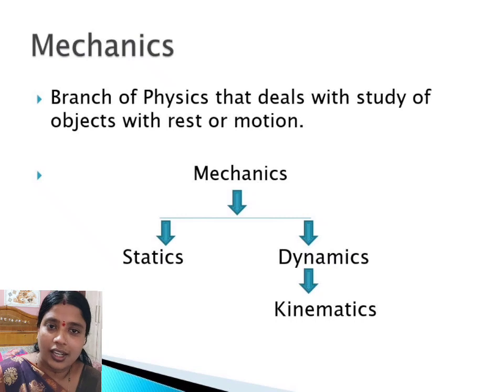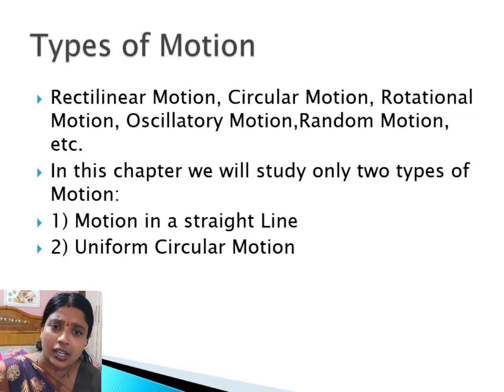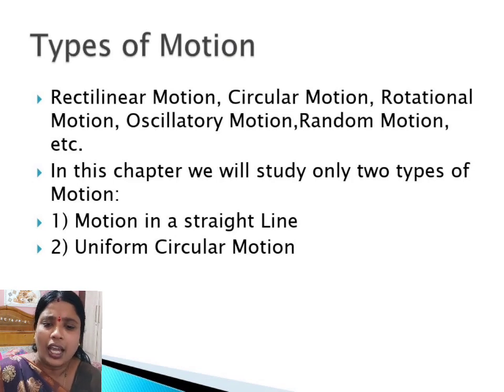Now, what are the different types of motion? As we have already discussed, motion can be in different ways. The object can move in a straight line path, in a circular path, in an oscillatory path like to and fro, or randomly in a zigzag manner. Depending upon the type of motion, there are rectilinear motion, that is motion in a straight line; circular motion, when an object moves in a circular path; rotational motion, like the motion of the earth around its own axis; oscillatory motion, like the to and fro motion of the pendulum of a clock; and random motion, simply moving in a zigzag manner.